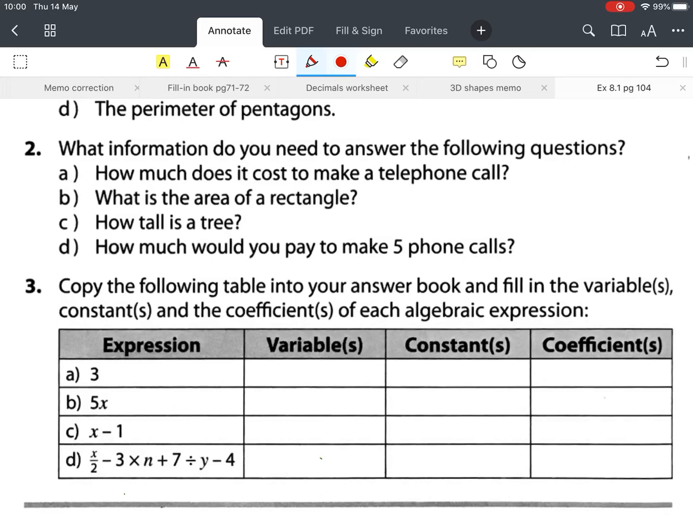Variables, constants, and coefficients. My first expression at A has one term, and it's only a constant of 3. There's no variable, no coefficient. Next, again at B, one term, the variable is x, the coefficient is 5. That's what x is being times by. Remember, that means 5 times x. There's no constant. C, I've got a variable of x. I've got a constant of -1.